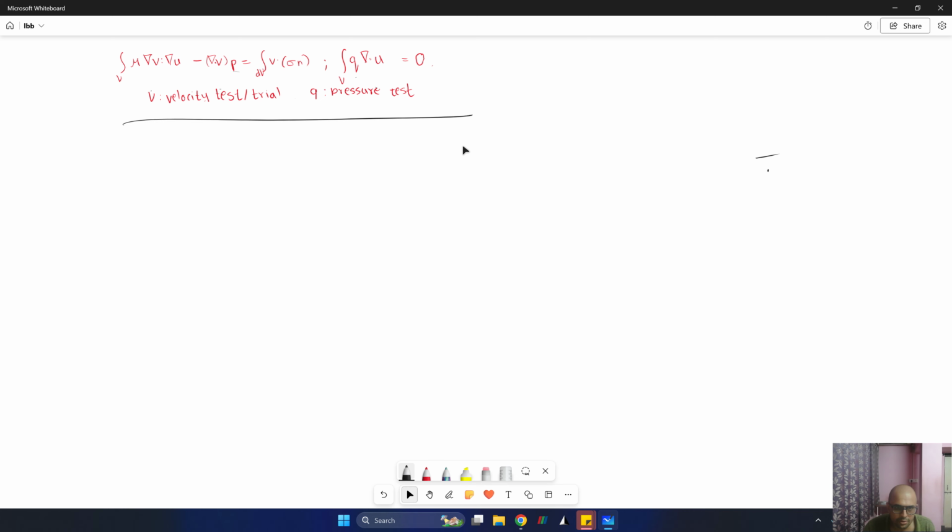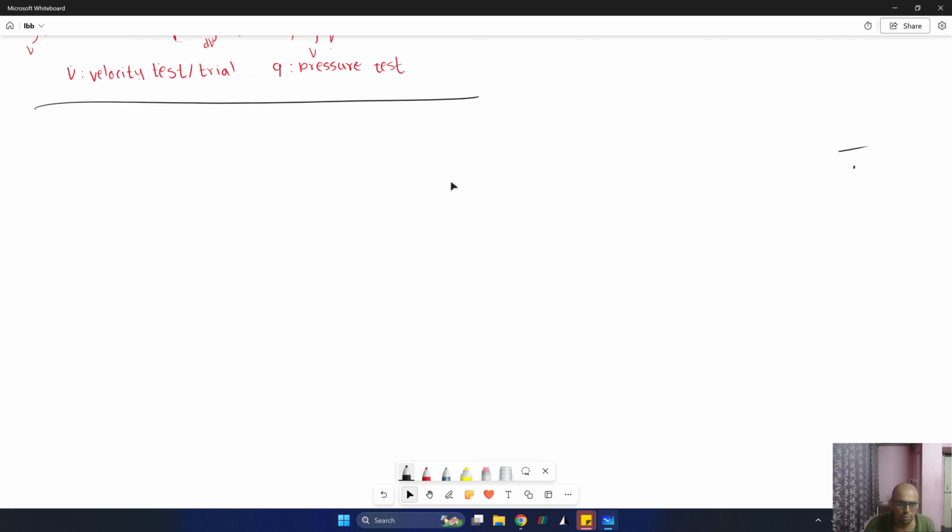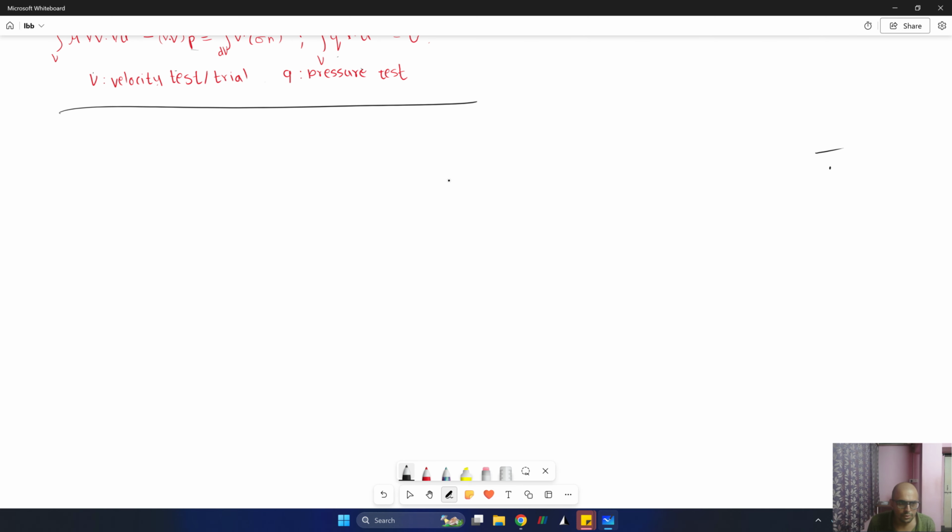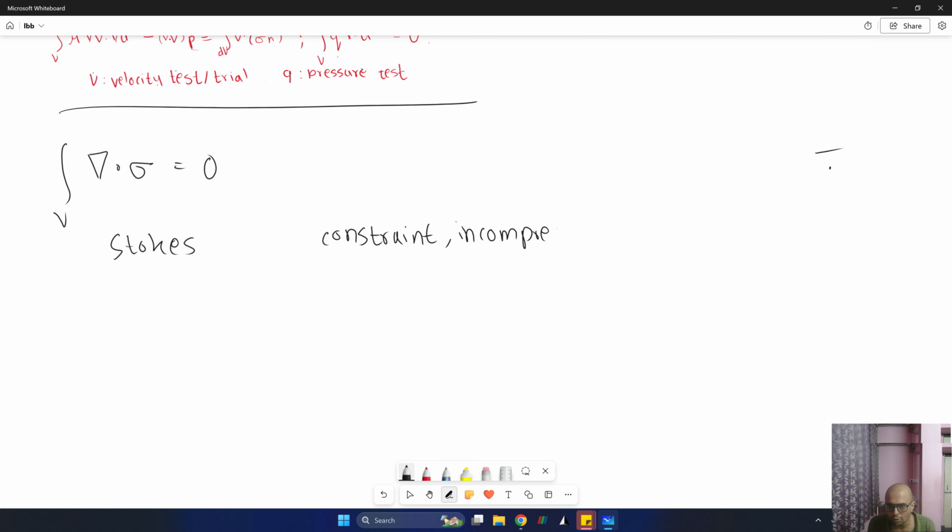So let's just start off with this, and I'll write down the Stokes flow first. So our Stokes flow is our divergence of stress is equal to 0 integrated over the volume. So this is our Stokes flow. And then we have our constraint here, which is our incompressibility. And this incompressibility constraint modifies our mass balance, giving us del dot u is equal to 0, which is our continuity equation.